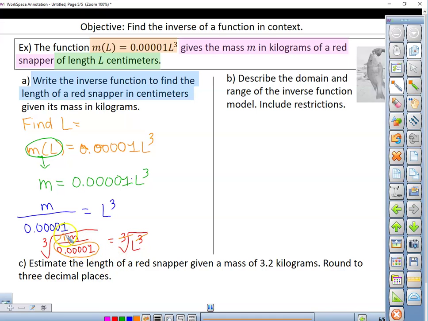So take your calculators and do 1 divided by this decimal. And if you do this, what you get is 100,000. Much nicer than m divided by this teeny tiny little decimal number. So we get L equals the cube root of 100,000 times m. And then function notation would be L of m. So we have L of m equals the cube root of 100,000 m, like so.